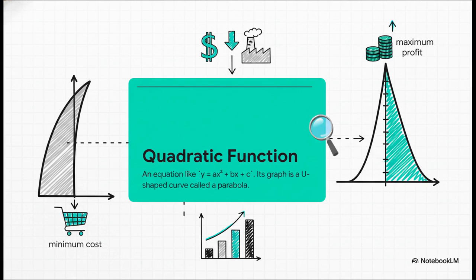The same thing happens with costs. You scale up production and your costs per unit go down. That's economies of scale. But if you get too big, things can get inefficient and costs start to creep back up. That lowest point of efficiency, that's the bottom of an upward-facing parabola.